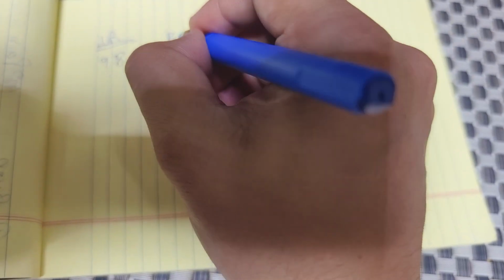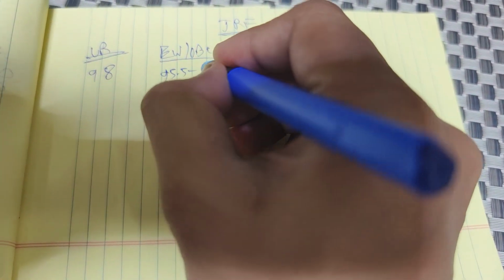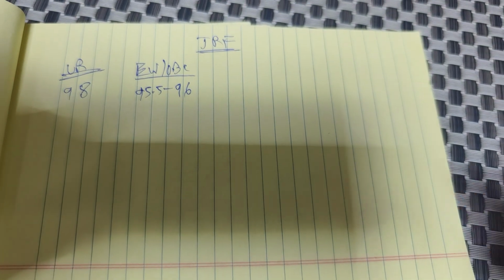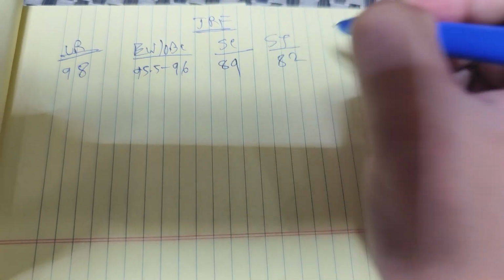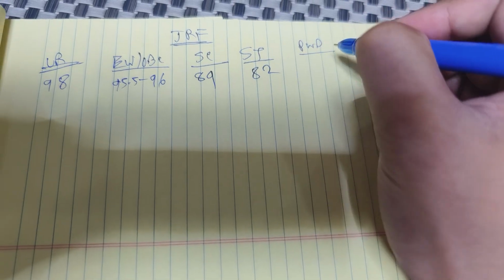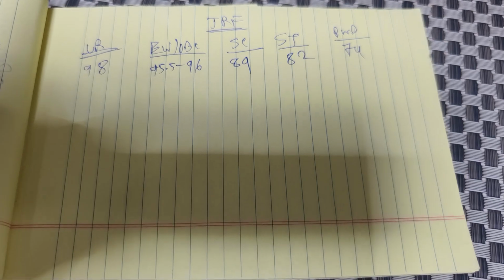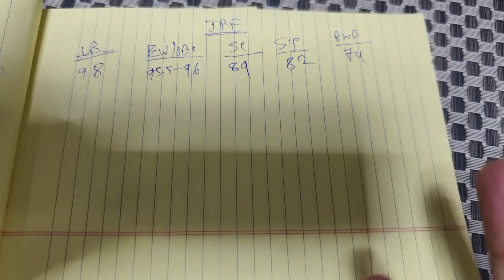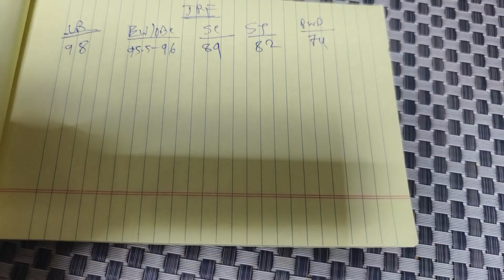For unreserved category, let's assume the 98th percentile, okay? For EWS and OBC category, approximately the same percentile value will be required, that is 95.5 to 96th percentile. While SC 89th percentile, ST category 82 percentile, PWD category 74th percentile for JRF. That's what I honestly believe is going to be the cutoff. So if you get beyond this value, then I think it's a better deal for you.